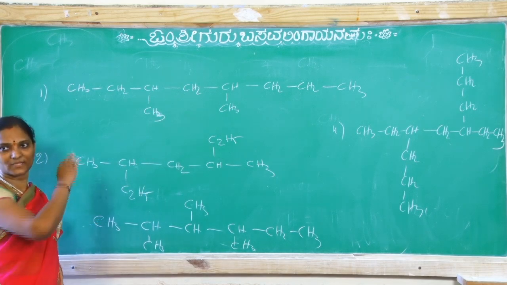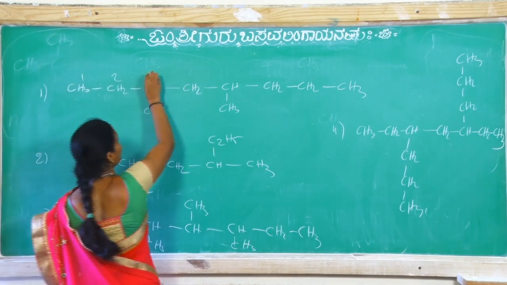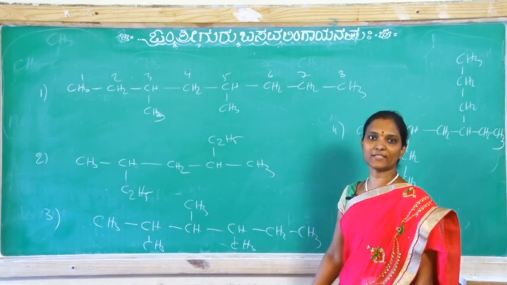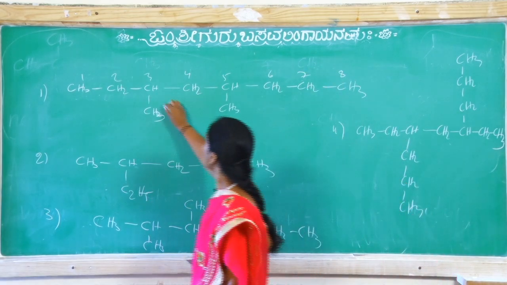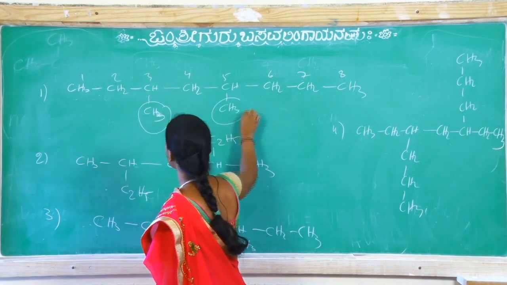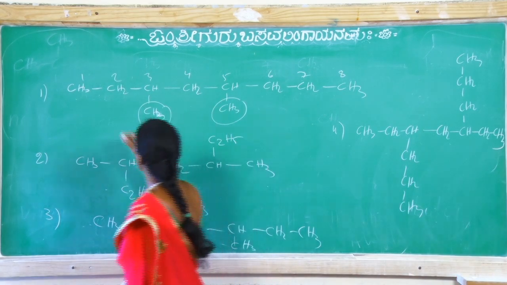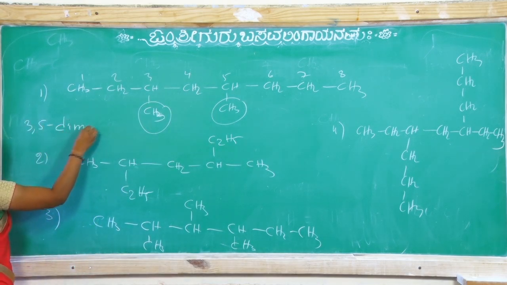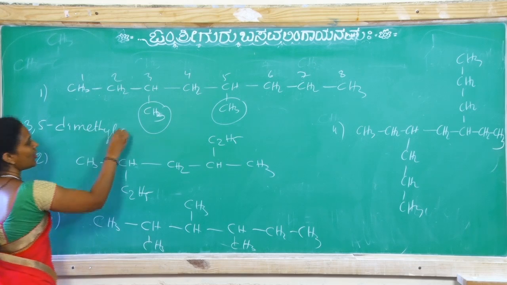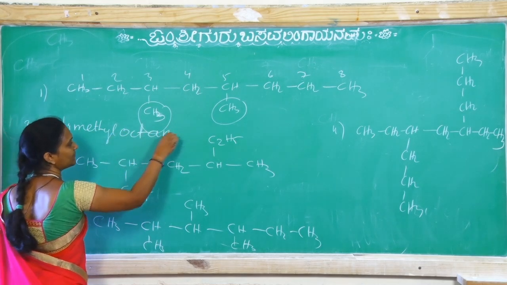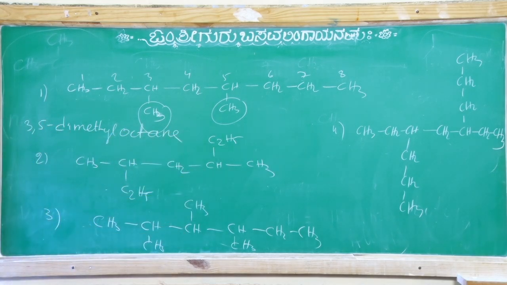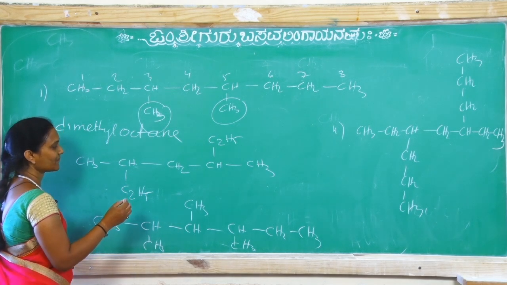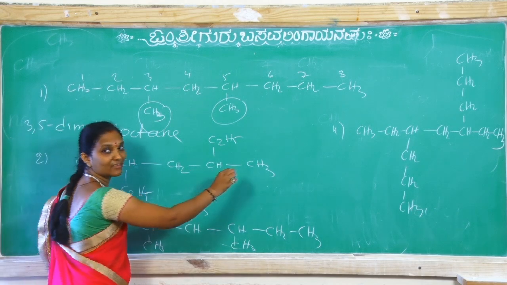Least sum, this side. 1, 2, 3, 4, 5, 6, 7, 8. This is the longest, okay? 8 carbons. Third position methyl, fifth position also methyl. So the name of this one is 3,5-dimethyl octane, with all single bonds in octa.